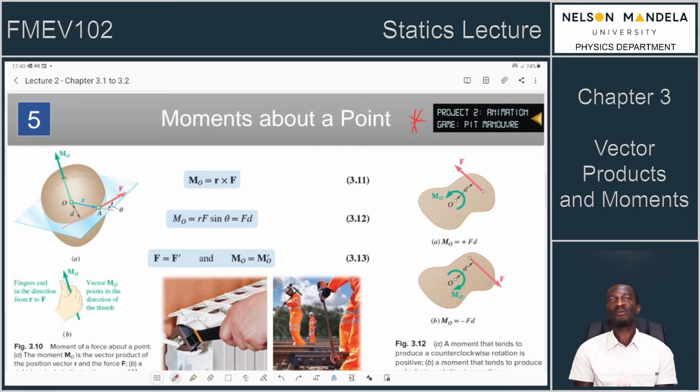The reason why we were studying the fundamentals, which is the vector product, is so that we can figure out the moment of a force about a point. Now, the moment of a force about a point is something that we've studied already. It's a vector, and it's a product of what? Of two vectors, which are the position vector and the force that is acting at that particular position.